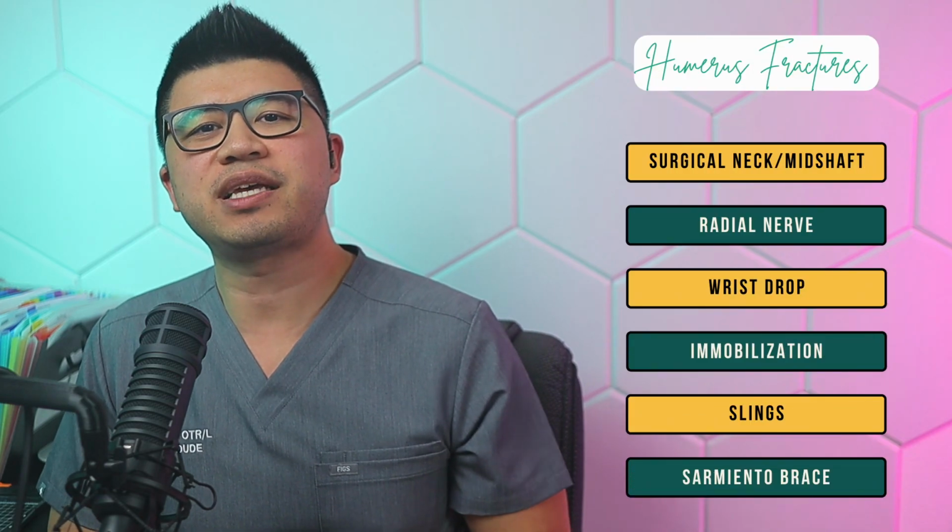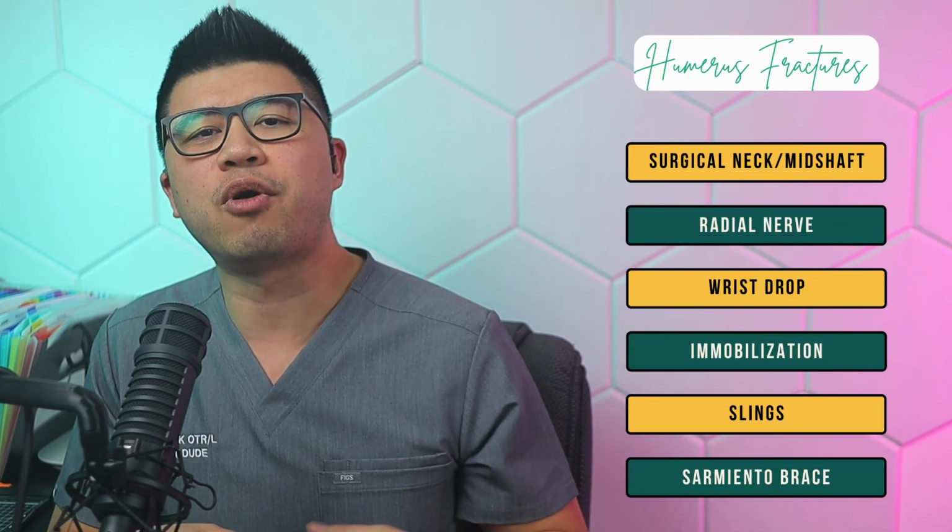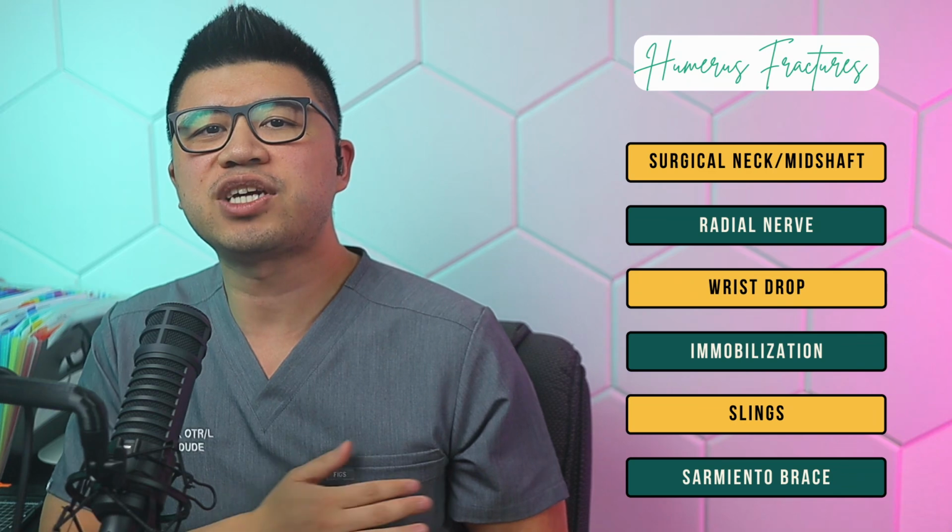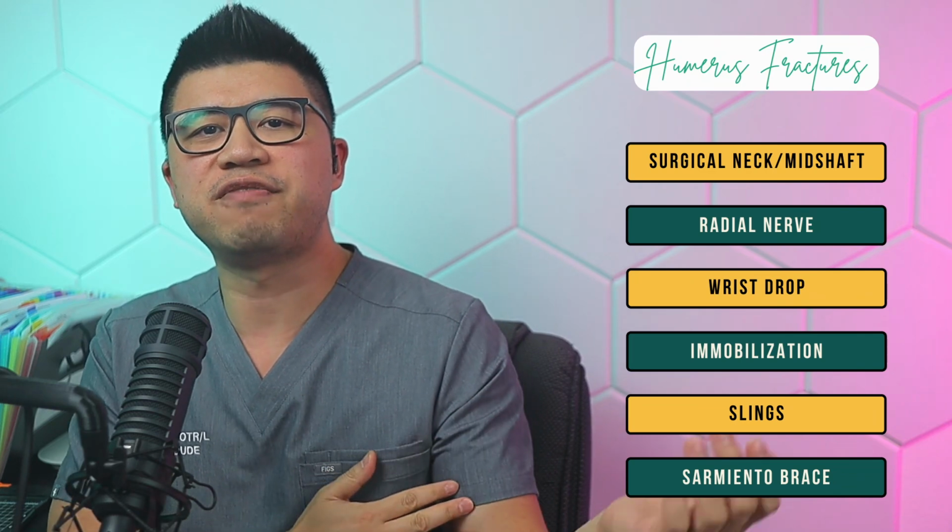All right, let's get into it. A humerus fracture typically occurs at the surgical neck or midshaft. A midshaft may have radial nerve involvement.